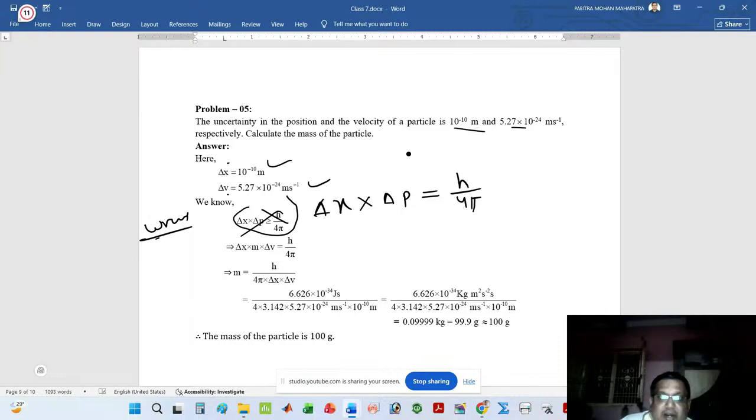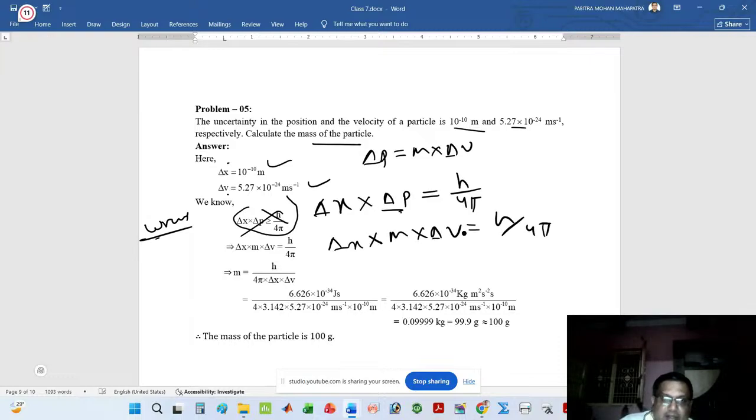Our target is to find out what? The mass of the particle. We know that del p equals m into del v. Now put this value here. You can write del x into m into del v equal to h by 4 pi. Look at that. Here you can say that m is equal to h by 4 pi into del x into del v.